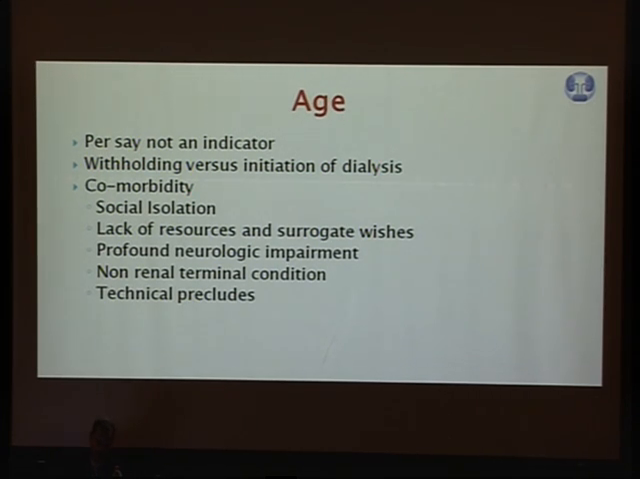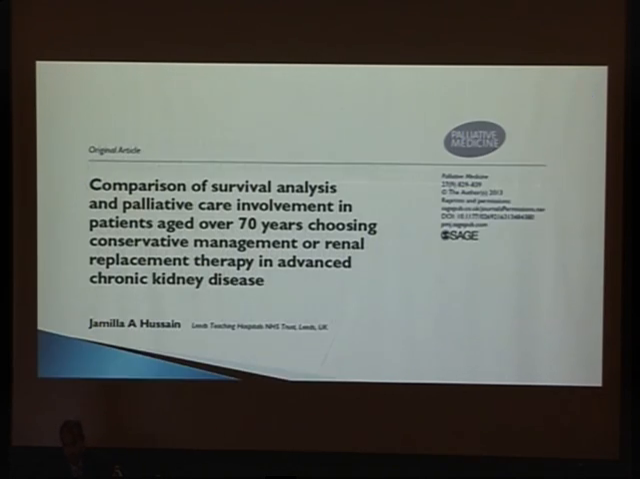There are some factors I should look for if I'm dealing with elderly patients, which affect the comorbidities, especially social isolation, lack of resources and surrogate wishes, profound neurologic impairment, non-renal terminal conditions, and technical precludes. This will increase the complications. I can appreciate that this will increase the complication and burden of dialysis for this category of patients.